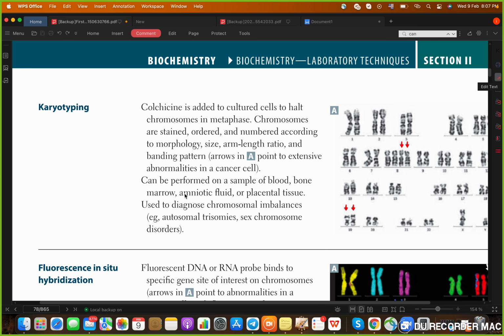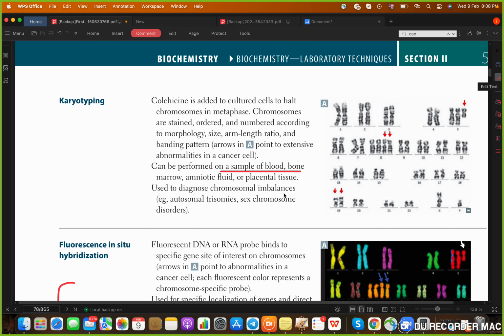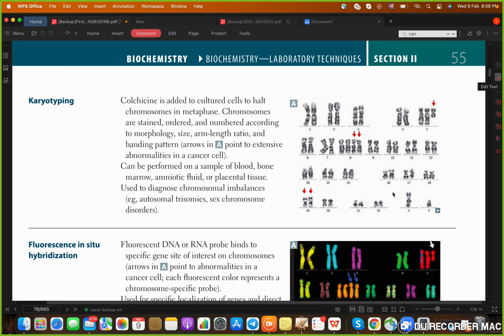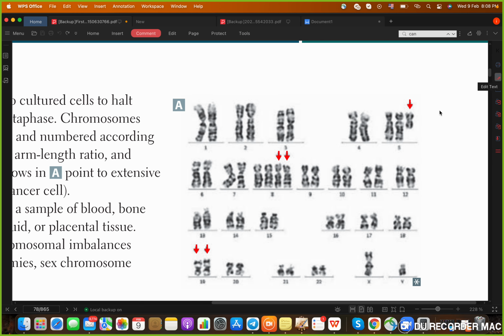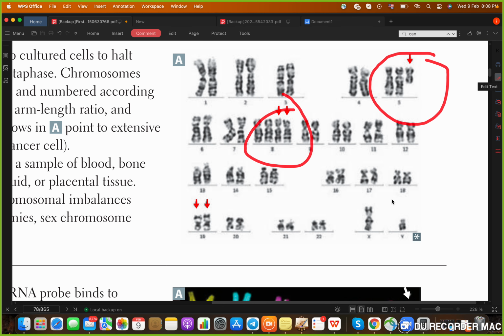Okay, anyway, it can be performed on a blood sample, bone marrow, amniotic fluid, placental tissue, anything with human tissue in it. It is used to diagnose chromosomal abnormalities like autosomal trisomy, Down syndrome, Patau, Edwards syndrome, or sex chromosomal disorders, an XXY, an XYY. Well, for XO, for example, Turner syndrome, Klinefelter syndrome. As you can see, this patient has a trisomy 5, it has a quadrisomy 8, and what else does he have? What other problems? Let's see.